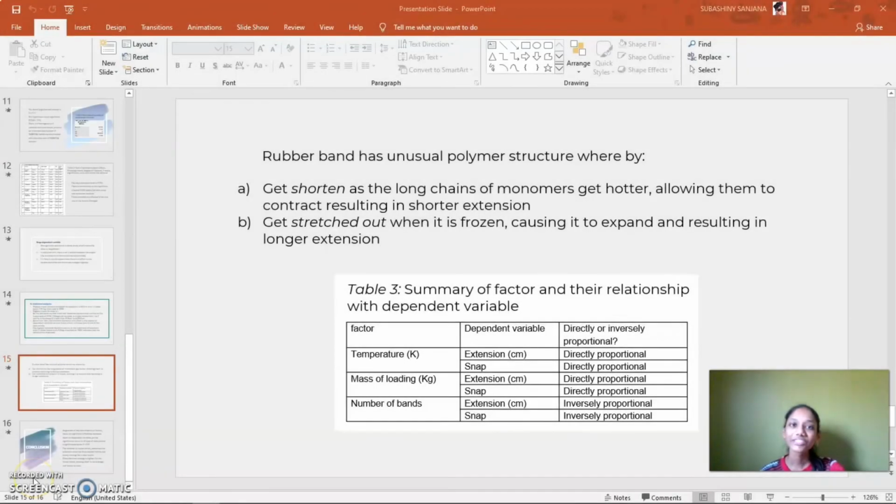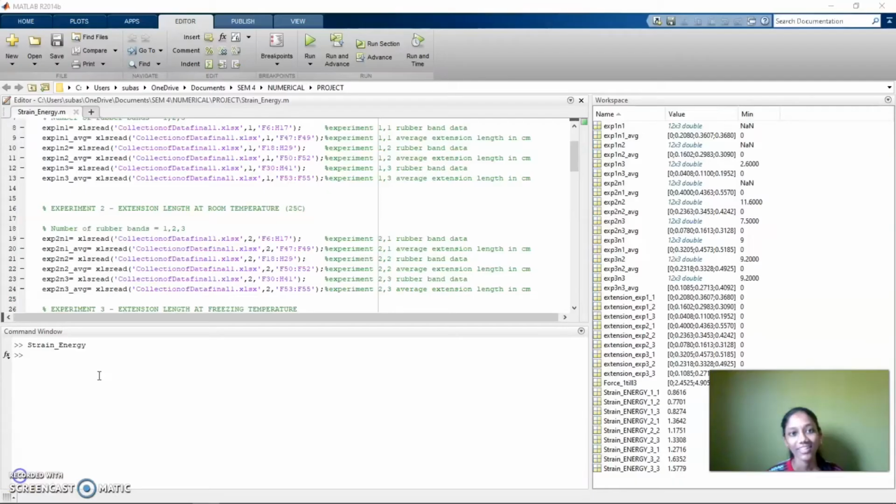Before moving on to the strain energy, I would like to talk about the rubber band's unusual polymer structure, whereby it shortens as the long chains of monomers get hotter, but it gets stretched out when it's frozen, resulting in longer extension. So table 3 below shows the summary of the relationship between the factors and dependent variables. For example, mass of loading is directly proportional to the extension, indicating that when the mass of load increases, the extension also increases.